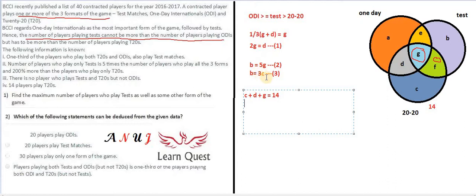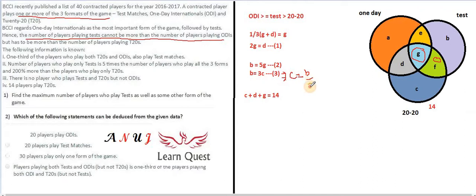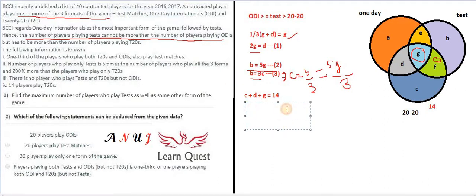C value is, B is equal to 3C. From here we can write C is equal to B by 3, and the value of B is 5G, so it is equal to 5G by 3. Our main aim will be to write everything in terms of the same variable. So here also in terms of G, here also in terms of G, so we'll write everything in terms of G, so that we can find the value of G at least. So now C is 5G by 3, plus D is 2G, plus G is equal to 14.